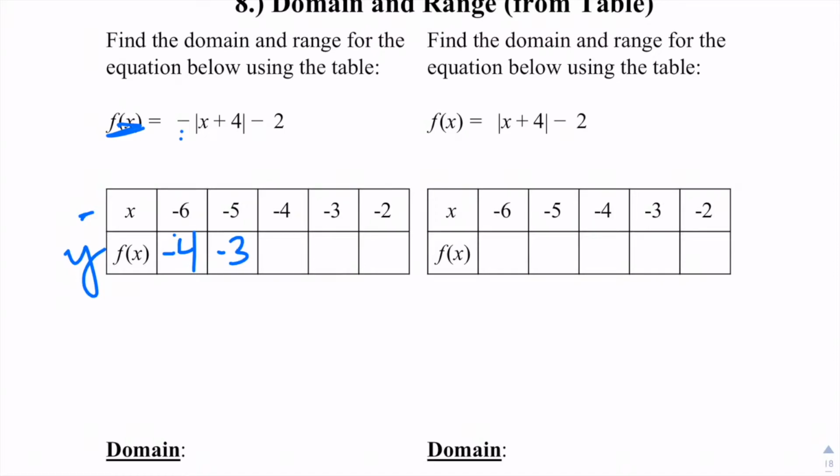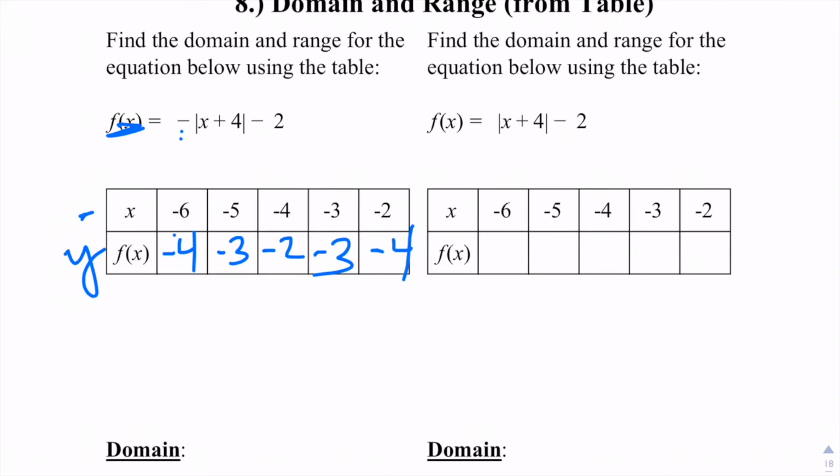Then I have -4. If I plug that in, I get -4 plus 4, which is 0. Absolute value of 0 is 0. Negative doesn't affect 0, so then it's 0 minus 2, which gives me -2. And I put -3 in, I get -3 plus 4, which is +1. The absolute value of +1 is 1, but with that negative out in front, that makes it a -1. -1 minus 2 equals -3. And then if I put in -2, I get -2 plus 4, which gives me 2. The absolute value of 2 is 2. With that negative out in front, it's -2 minus 2 gives me -4.